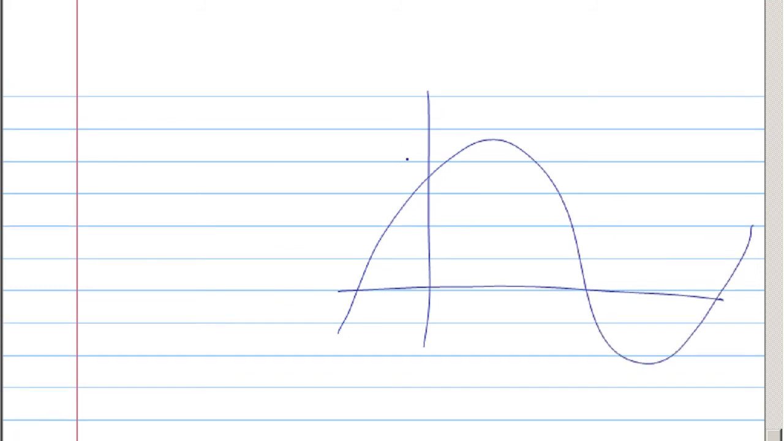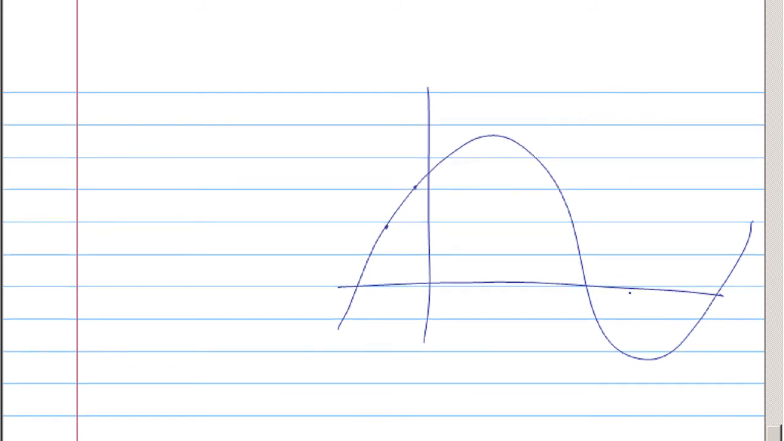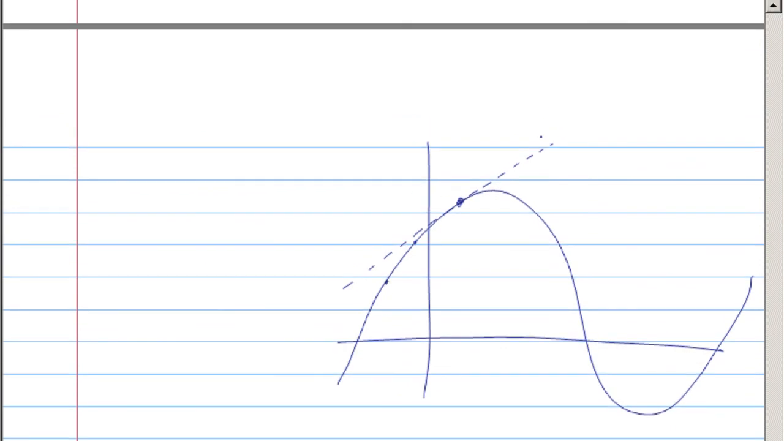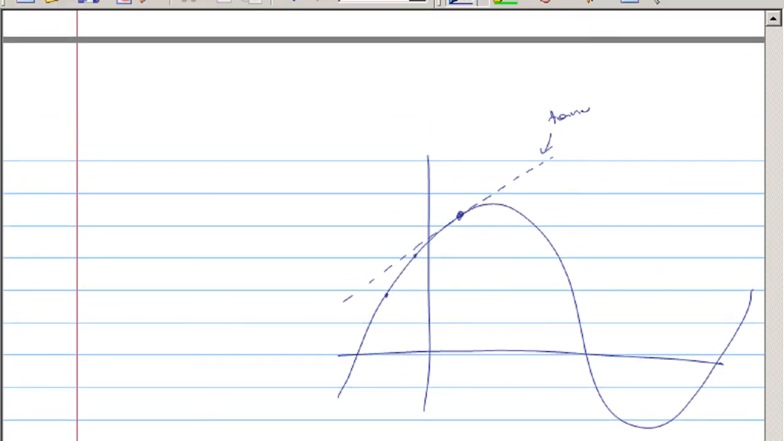Let's assume I have a curve that looks something like that. Whereas the gradient of a straight line is always a constant, the gradient of a curve is always changing. If I take the gradient between this point and this point, it will be different to the gradient here, and as I move along the curve, the gradient keeps on changing. To find the gradient at this point, we draw a tangent line to the curve at that point.